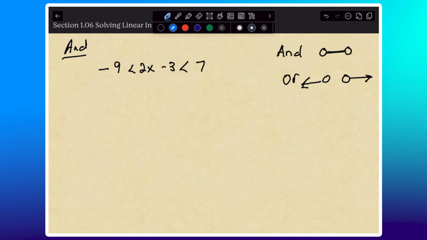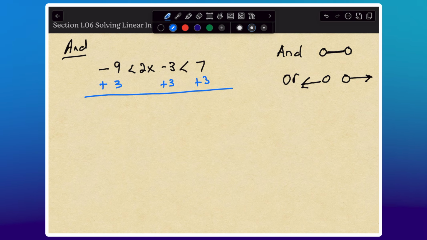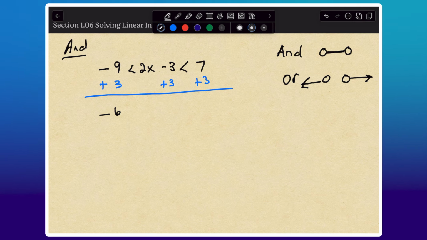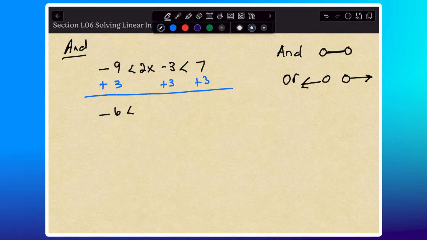And what the heck, I'll just put another color there. We're trying to isolate this x here. So we're going to say +3, and then we do the same thing over here, and the same thing over here. When you bring it down, this right here becomes -6 is less than 2x. This is gone, so then we'll just put the less than. This right here becomes 10.